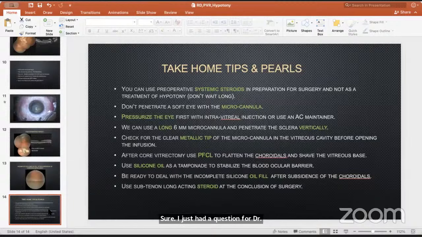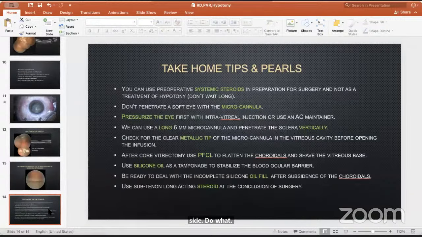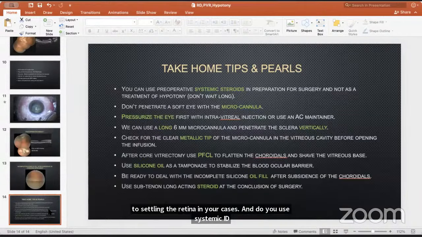I just had a question for Dr. Sharif. Do you use any injectable systemic steroids in patients with choroidal detachments? And at the end of the surgeries, do you drain the choroidals so that there's no underfill of silicone oil? Because that's a big problem, especially in inferior pathologies, like you rightly said. Do you attempt to drain the choroidals after settling the retina or prior to settling the retina in your cases? And do you use systemic IV steroids in case you're having a choroidal detachment?